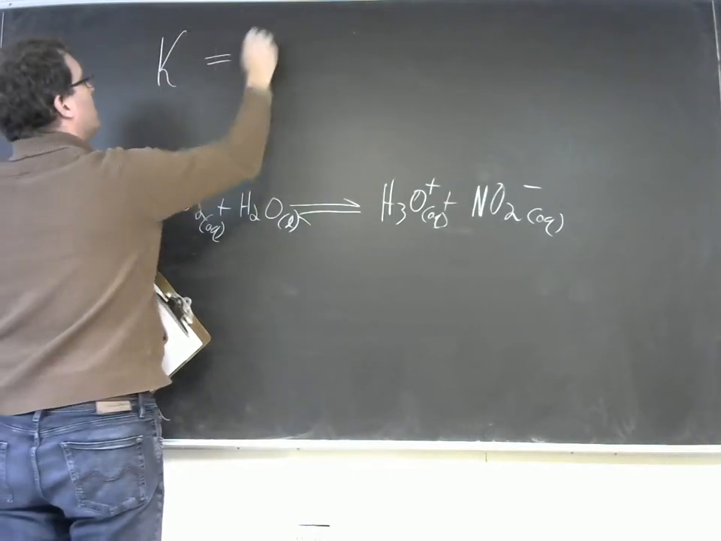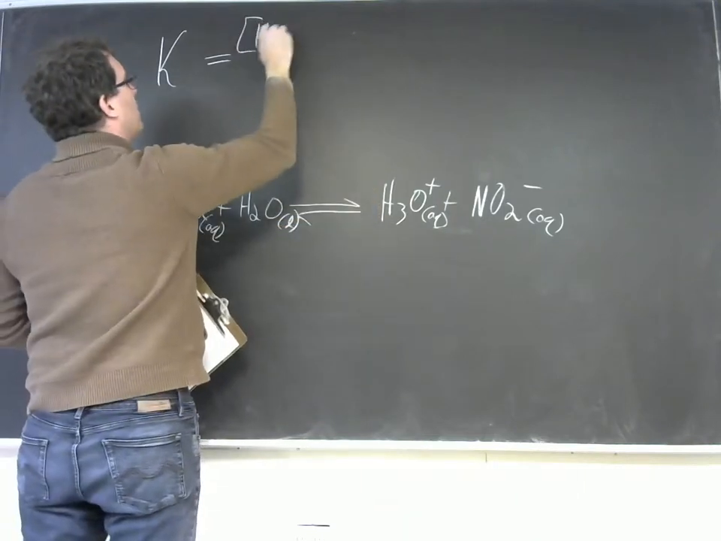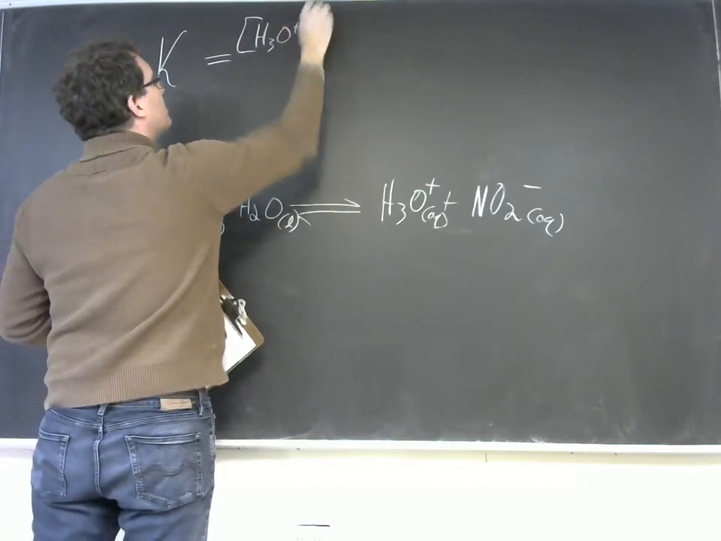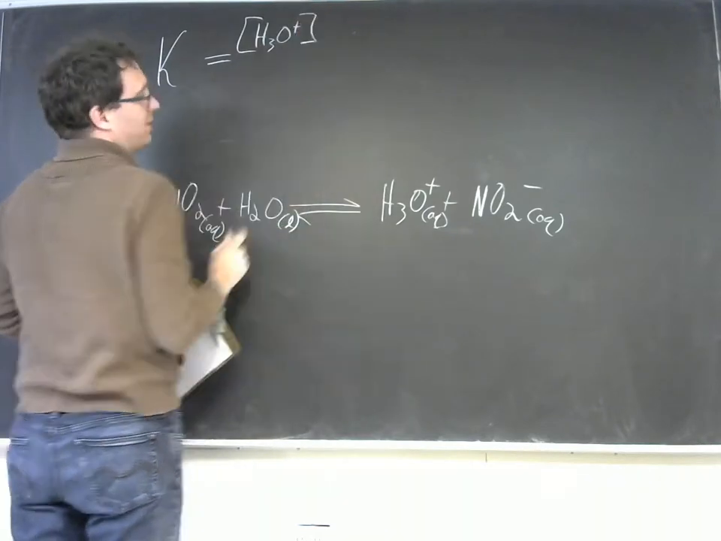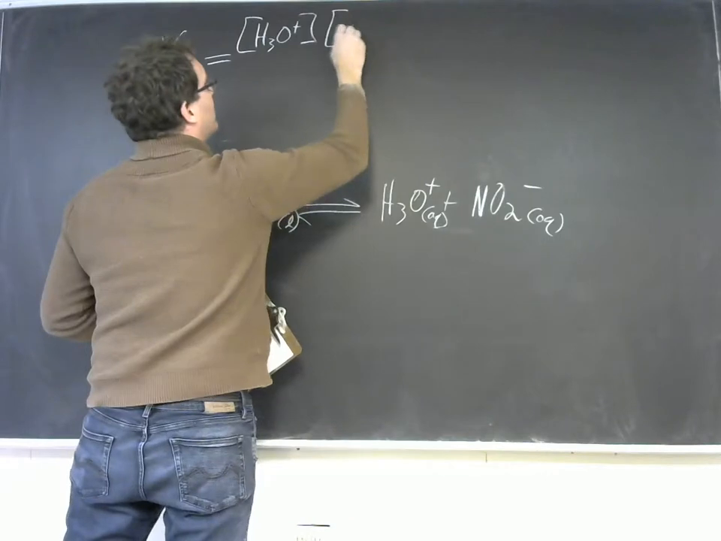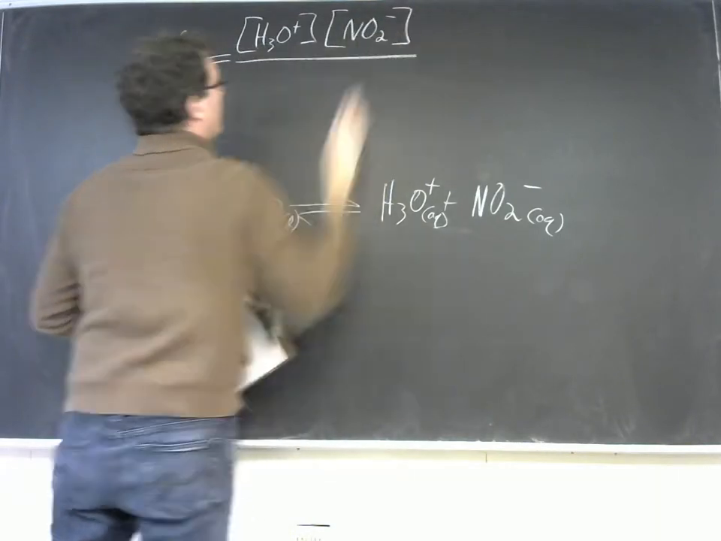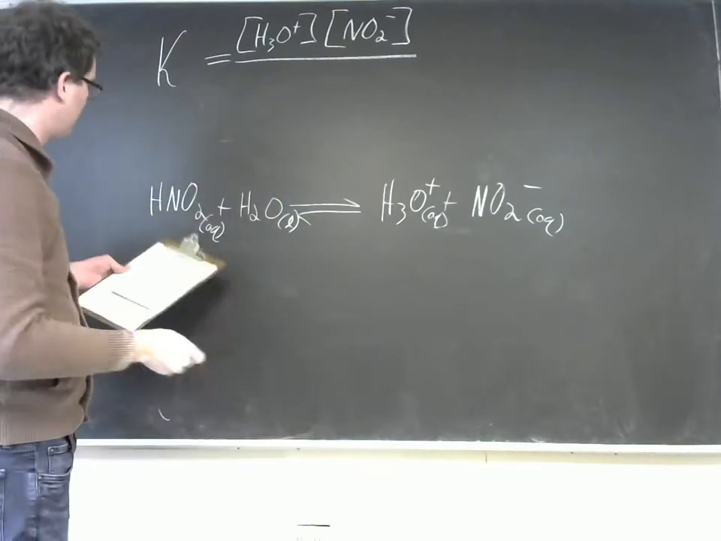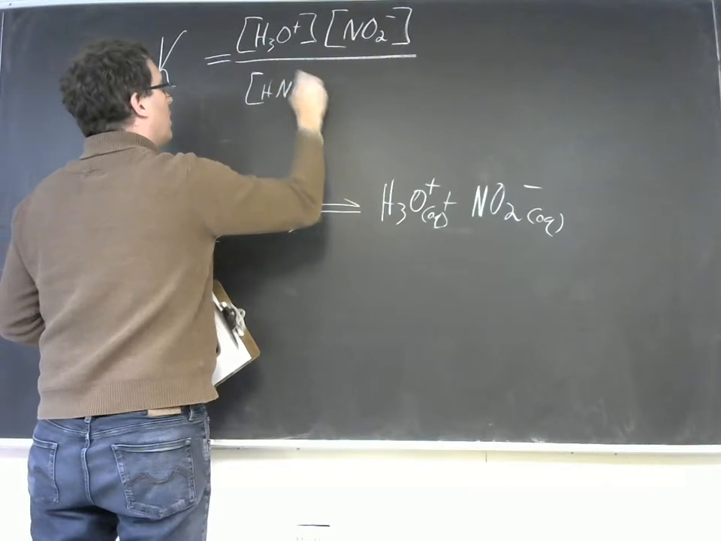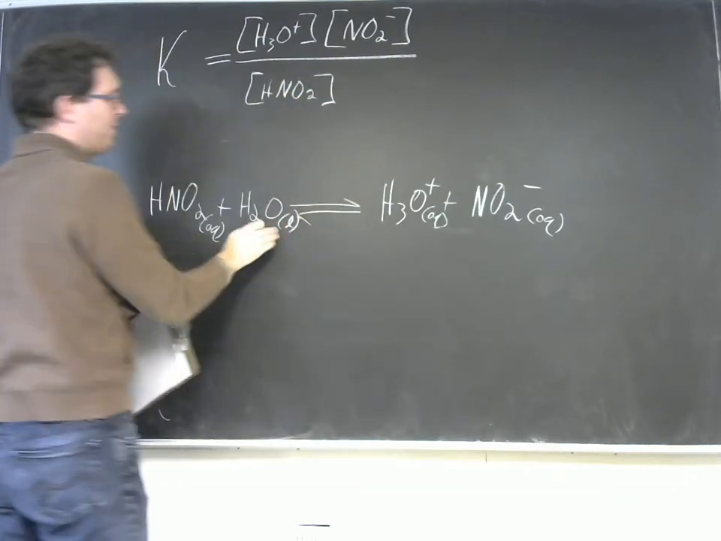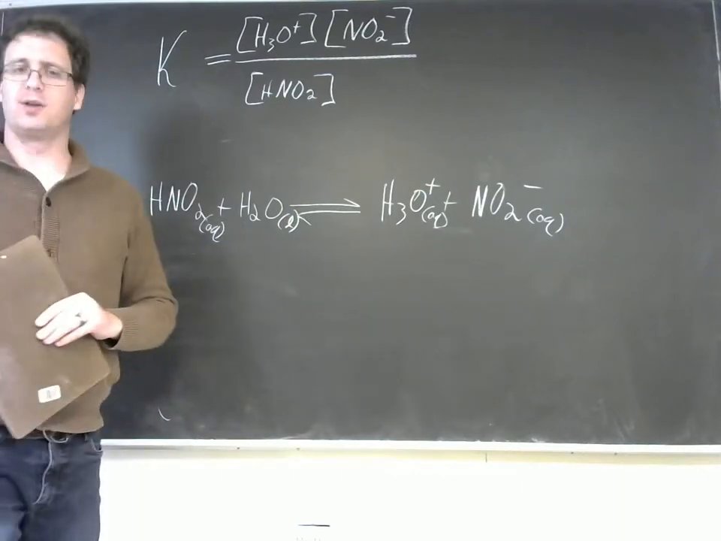K is going to equal the concentrations of the products, so that would be H3O+, raised to the power of their stoichiometric coefficient. So that's just raised to the first power, the nitrite, NO2-. And then we'll divide that by the concentrations of the reactants. So HNO2, or nitrous acid. And because water is a liquid, it actually doesn't appear in the equilibrium expression.